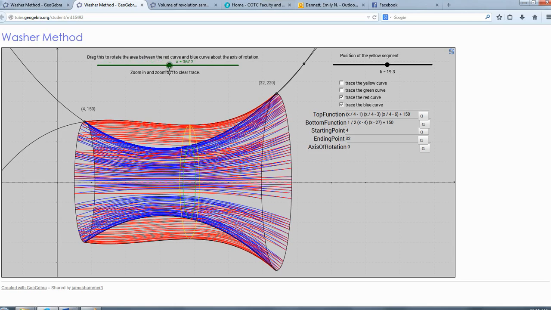Okay, so it would look pretty cylindrical from the outside, but then the inside would have this funny shape cut out of it. And you can see, moving this along, we'd get big washers toward the end, and we'd get smaller washers here. And here, kind of medium-sized ones, but the hole is pretty big. Okay, so that's what we're going to call the washer method.